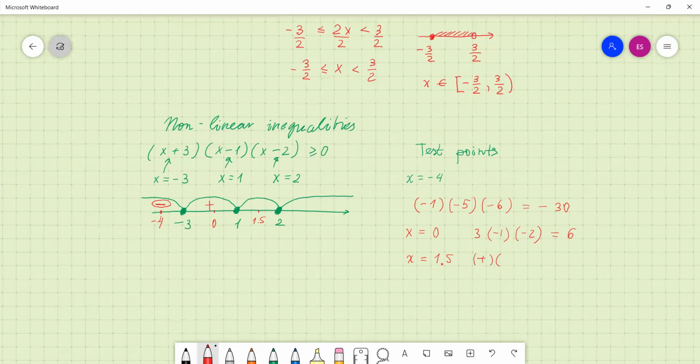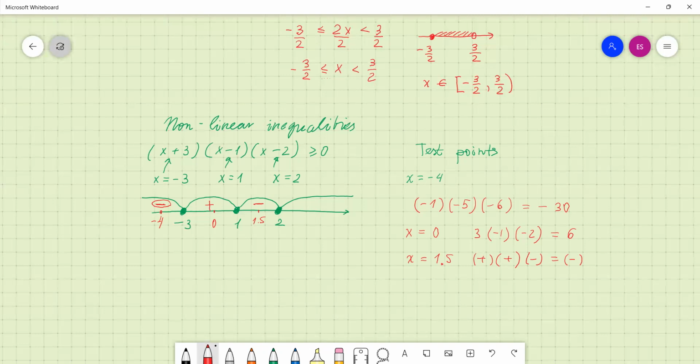1.5 minus 1. Still positive. 1.5 is greater than -1. So I'm going to write down one more plus. And 1.5 minus 2. Yeah, 1.5 is less than 2, so it's going to give me a minus. So if I multiply all three of them, the total result is a minus. So I'm going to put minus here. And that's a good way to do it too, because sometimes it's just difficult to multiply many numbers.